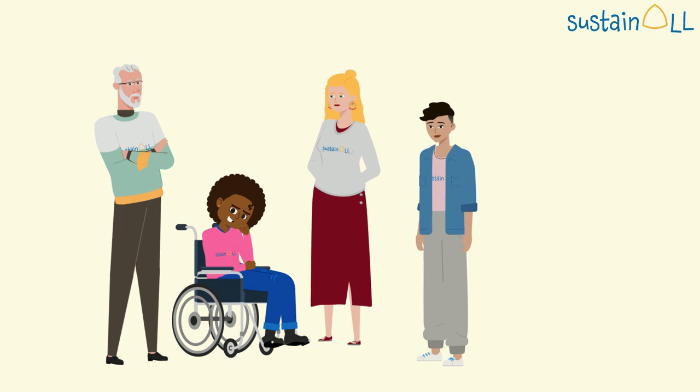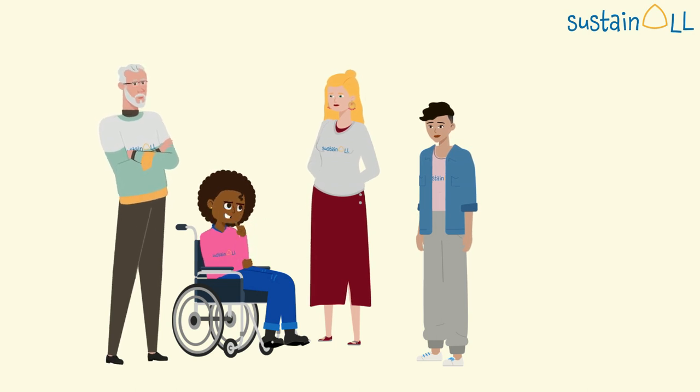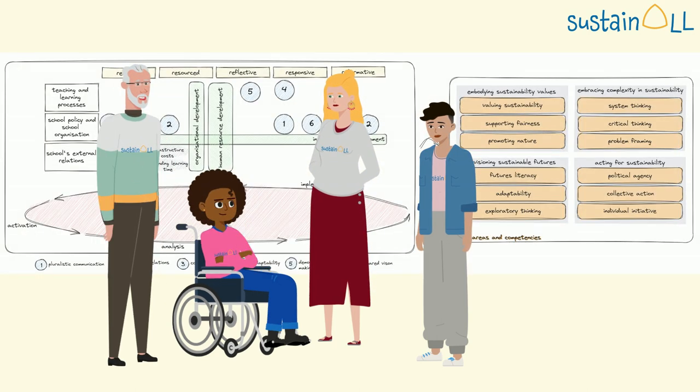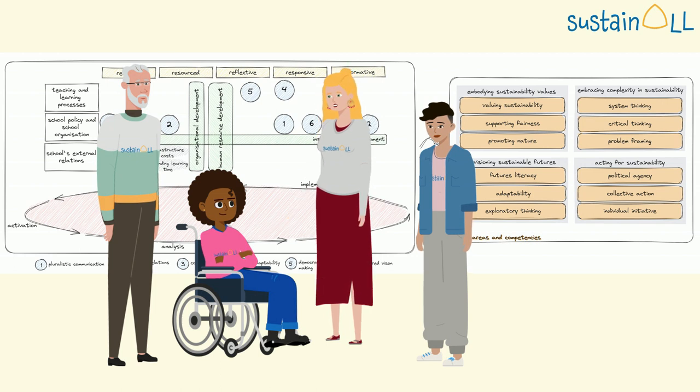Can we compare Mezirow's definition of transformative learning with our model? Oh yes, I think we'll find a lot of overlap. Look, there are similar ideas in the ESD areas. And the related competences, such as embracing complexity in sustainability and envisioning sustainable futures with the competences system thinking, critical thinking, problem framing, futures literacy, adaptability and exploratory thinking. I'm sure there are even more similarities.